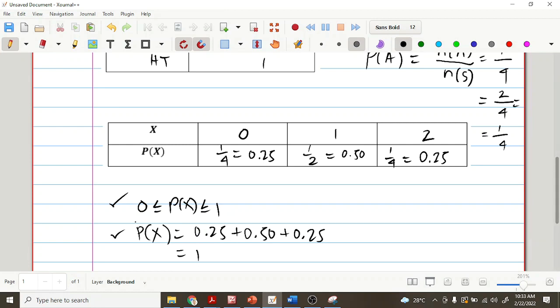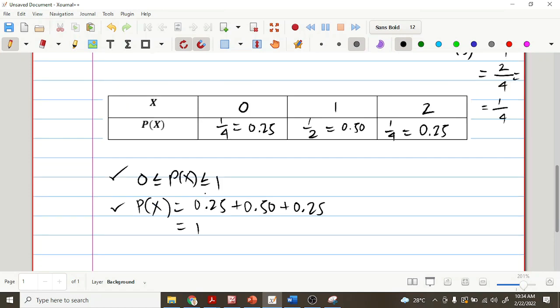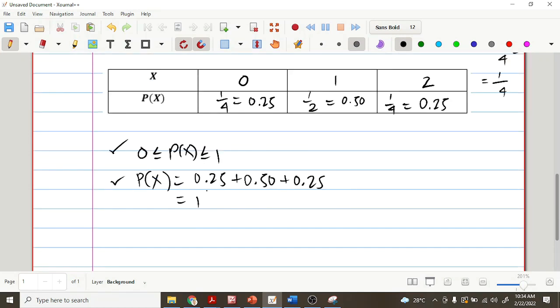So the second condition is satisfied. So valid ho yung probability distribution na nakuha natin. And aside from that, ang next na gagawin ay ang pag-construct ho ng histogram. Kasi another way to represent our probability distribution ay through a histogram. So papaano gumawa ng histogram?